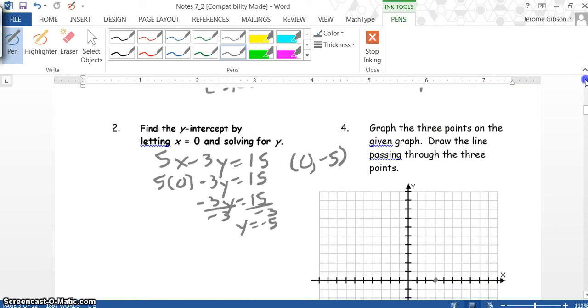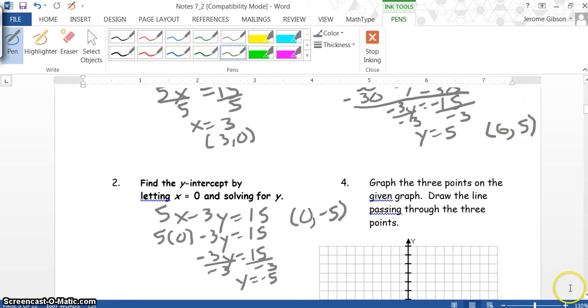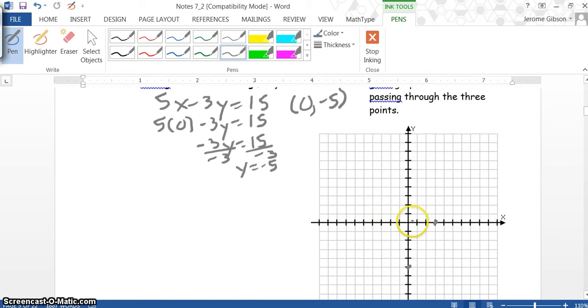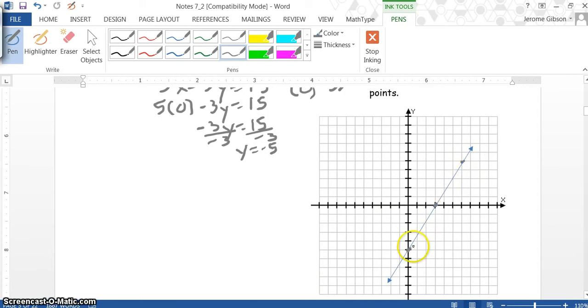Now, we have one more point, which is 6, 5. So we'll go to the origin, we'll go to the right 6, and we'll go up 5 and plot our point. Now we have to graph this. So I took the liberty of graphing this here, as you all can see. And remember, when you graph these linear equations, you must have the arrowheads to signify that they go on forever.